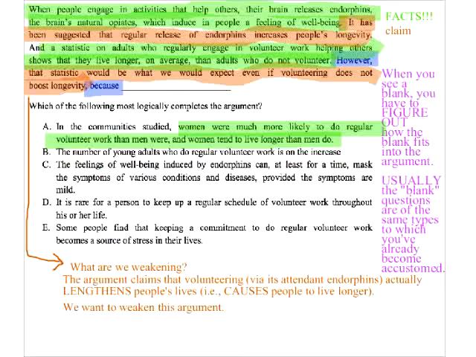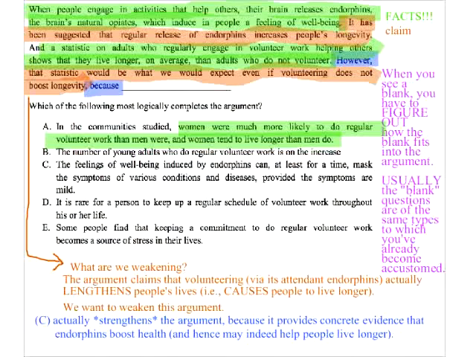Let me type that. C actually strengthens the argument because it provides concrete evidence that endorphins boost health and hence may indeed help you live longer. So this is important. A lot of people picked C. I think maybe you just got turned around and didn't know which side of the argument you were supposed to be on, because C is backward. C is contributing to this whole claim.